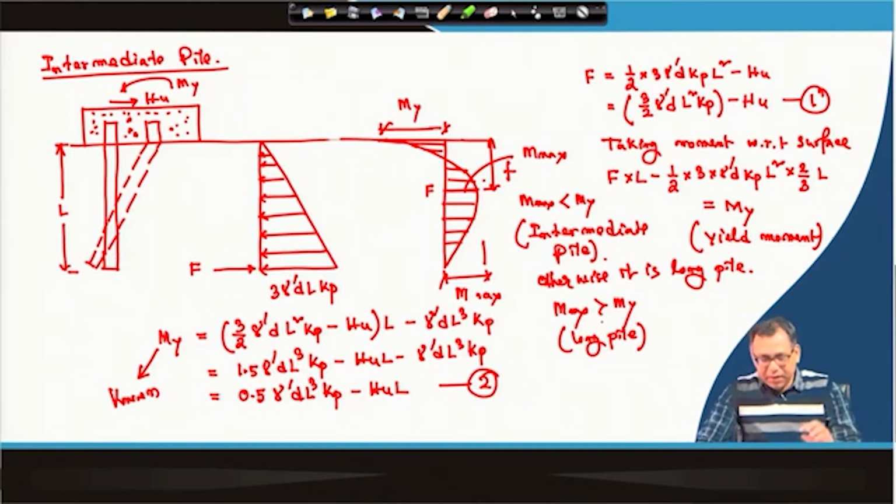So, from equation 2 we can determine the value of H u, because M y is known, and then we can calculate the M max which will be induced at a depth of f from the surface, and check whether it satisfies the intermediate pile condition or not. That means M max should be less than M y for an intermediate pile. Otherwise, if M max is greater than M y, or not less than M y, then it will be a long pile. But in case of a long pile, you will consider M max equal to M y, and that I will discuss in the next class.